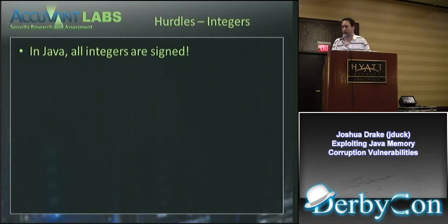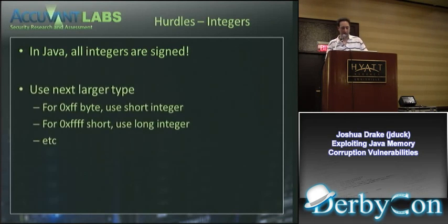So you cannot represent the value 255 in a byte. You cannot represent 65535 in a short. But there's an easy way around this most of the time. You just use the next larger type. It becomes more of an issue when you have a long and you want to represent something like 4 billion in it. But there's ways around that too. I've noticed that if you use hexadecimal notation, then they somehow magically decide that they're going to make it negative for you, which is convenient.